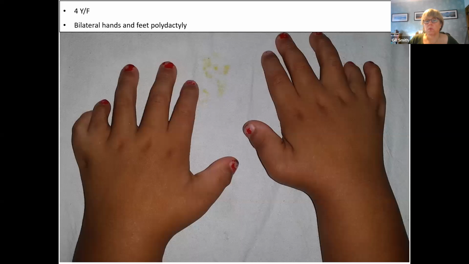Sheila, was it this one you wanted next? Yes. So this is a 4-year-old girl with polydactyly of both bilateral hands and bilateral feet. This is a case where I haven't operated on the hand because she was much more concerned with the polydactyly in the feet, because she couldn't fit in any shoe wear.